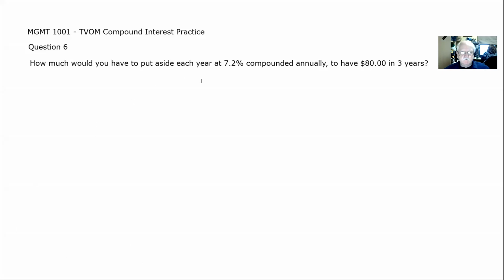So we have a question here that looks very similar to question 6 you have on your homework assignment. How much would you have to put aside each year at 7.2% compounded annually to have $80 in 3 years? So this concept is coming to us from chapter 11.